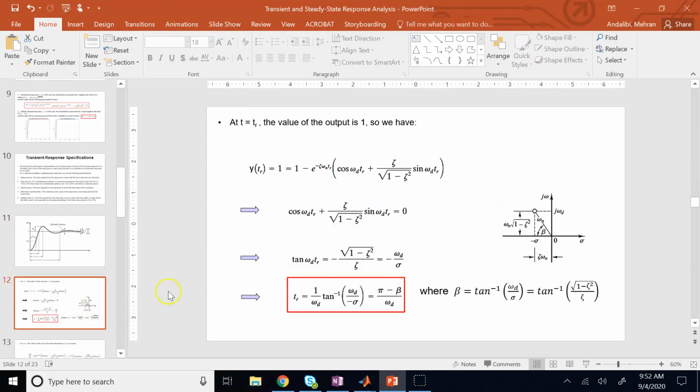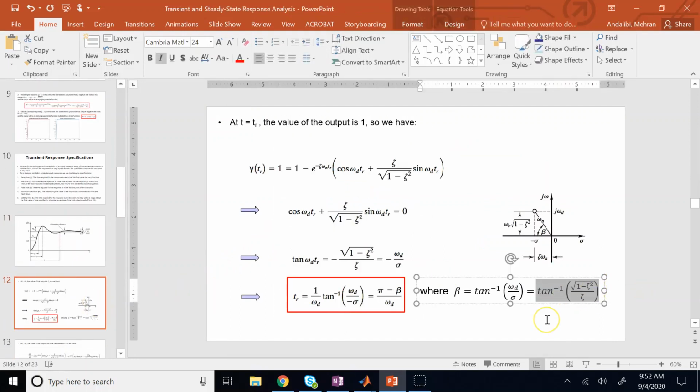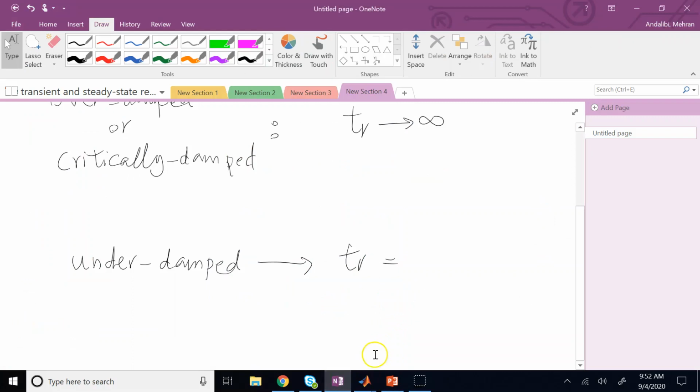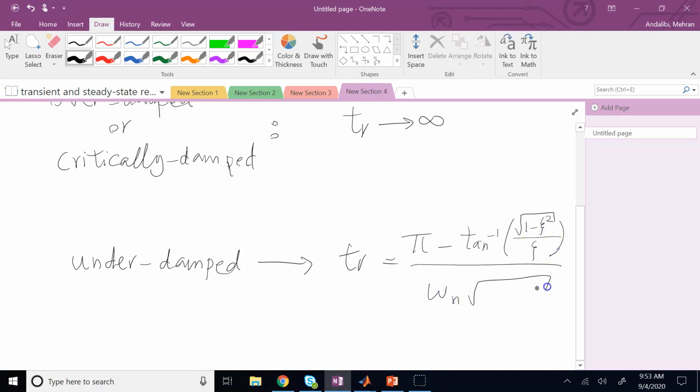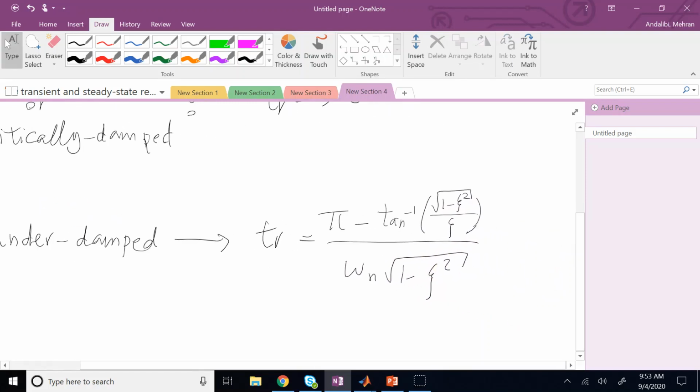By the zeta term, okay, which is what you can see here, right? So it's pi minus an arctangent divided by omega d, so I write it for you here. It is pi minus beta, and beta is tangent inverse of what? Square root of 1 minus zeta squared, the whole thing divided by zeta. And then here is omega n square root of 1 minus zeta squared. Okay, so this is your rise time.